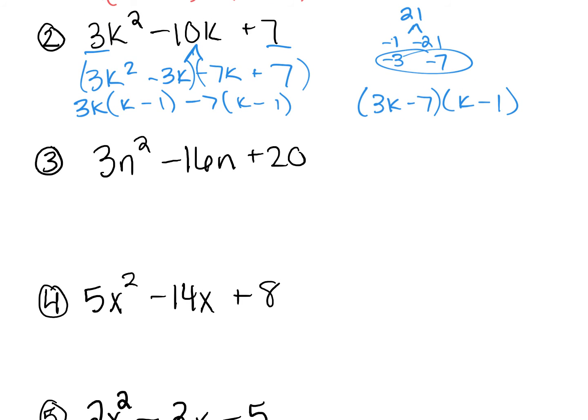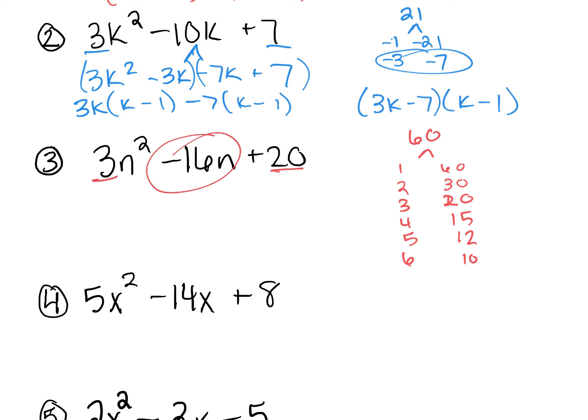Right, number 3, again, there is no greatest common factor here, so we're just going to jump right in. 3 times 20 is 60. Yes, you have to list all of these factors or else you are not going to find what you need. 4 and 15, 5 and 12, 6 and 10. So we're looking for 2 where this is positive, so we need both of these to be negative, because a negative times a negative is positive. So we need something that's going to add to negative 16. So negative 6 and 10.